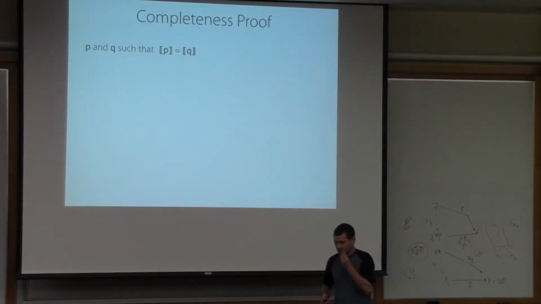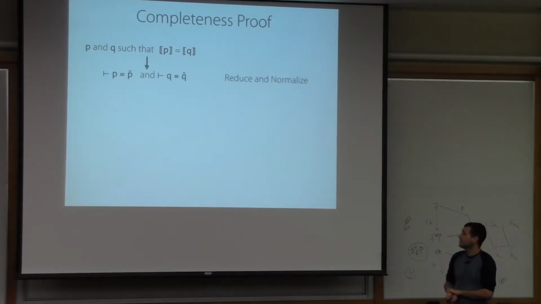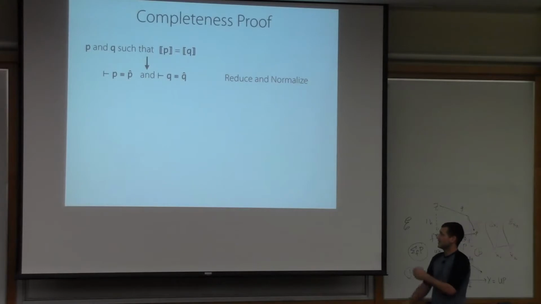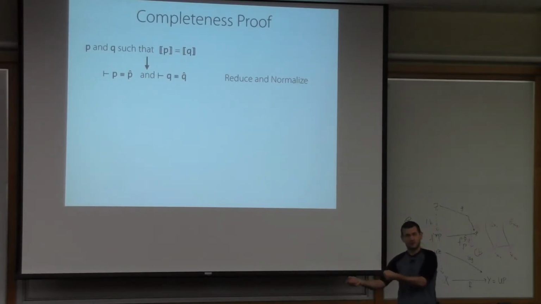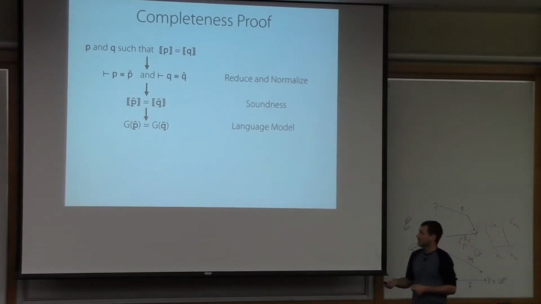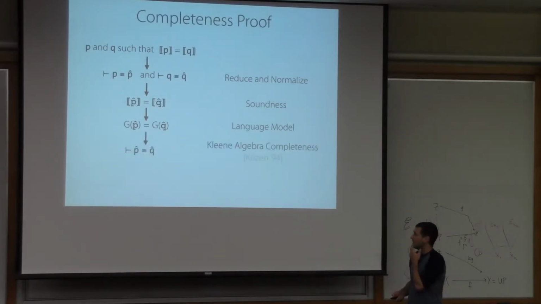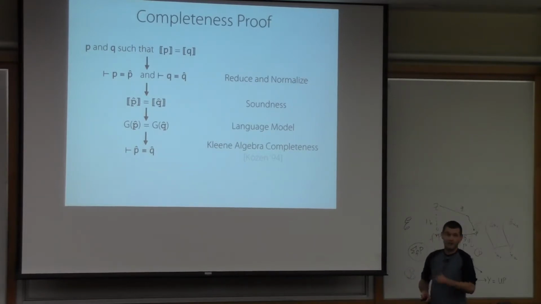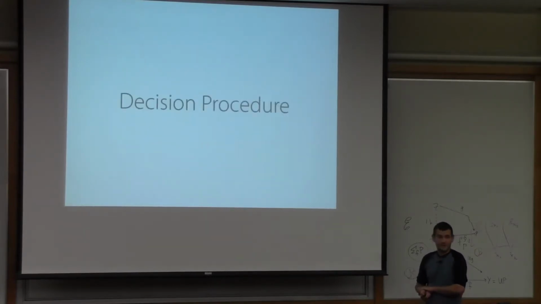Okay, so now to prove completeness, what we do is we start with two terms that we assume are denotationally equal. We reduce them and put them in normal form. And by the theorems that we saw, we know that we can build equational proofs that show that P, the reduced normalized version P hat, and Q, the reduced normalized version Q hat, are equal. And then by soundness, since our axioms are sound, we know that P hat and Q hat are equivalent to each other. And then because we have the property of this language model that it coincides with our denotational model, G of P hat and G of Q hat are equal. And then appealing to this result of Kozen's that Kleene algebra is complete over any regular language model, we get that we can prove that P hat and Q hat are equal. And then sticking together all these results by transitivity, we get that P and Q are provably equal. Okay, so that's the proof of completeness.